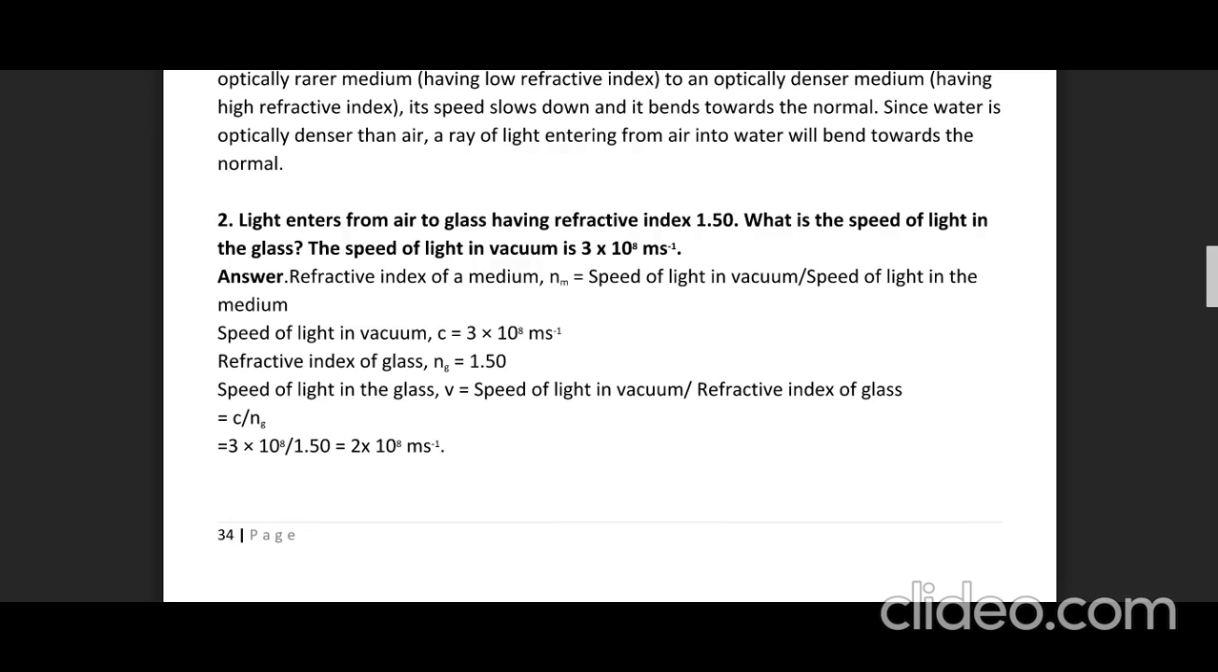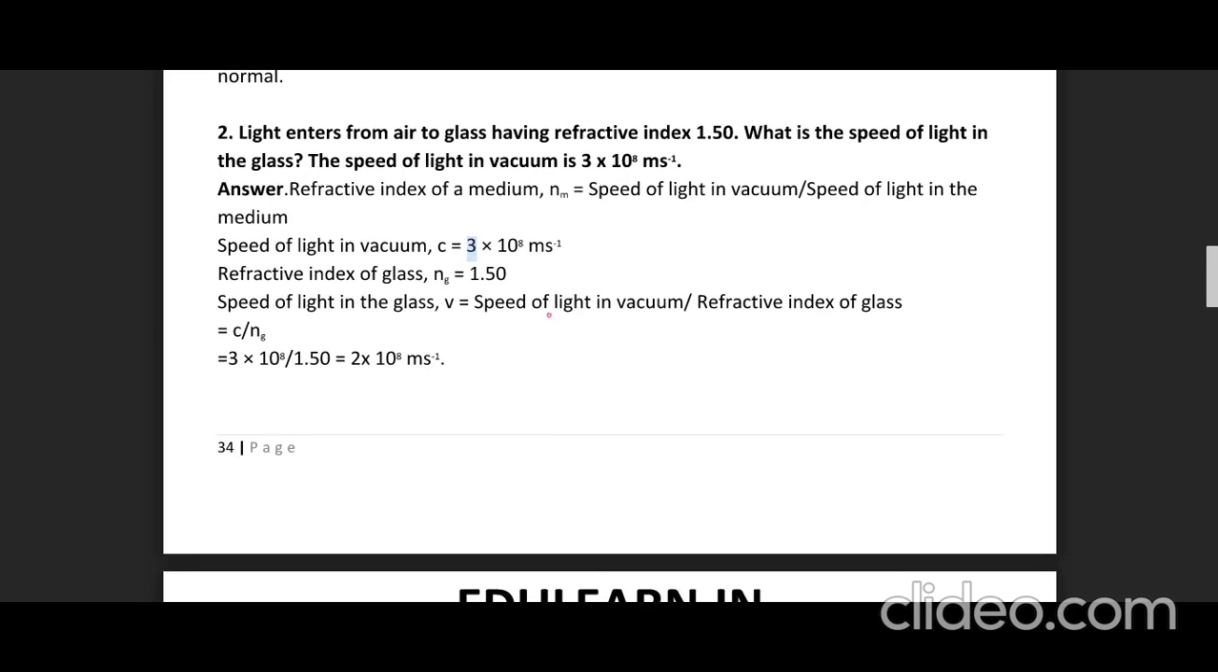So what happens in this case? Refractive index of medium, that is nm, is equal to speed of light in vacuum upon speed of light in the given medium. So what is the speed of light in vacuum? 3 into 10 raised to the power 8 meter per second. And the refractive index they are giving you is 1.50. So you can easily calculate the speed of light in the given medium by dividing, right? By this formula.